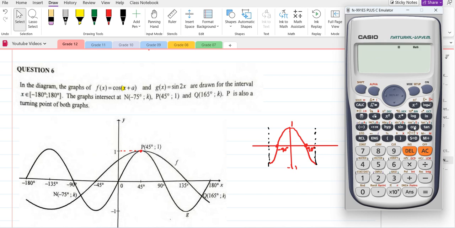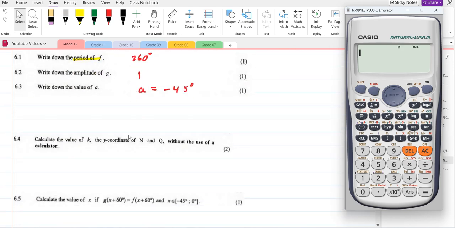Whereas if you choose 45 plus 45, then your answer will be wrong, because the value of a is not 45, it's negative 45. You're going to get cos 90, which is 0, but the value is actually 1. So I hope you guys are understanding. So let's move on to the next question.